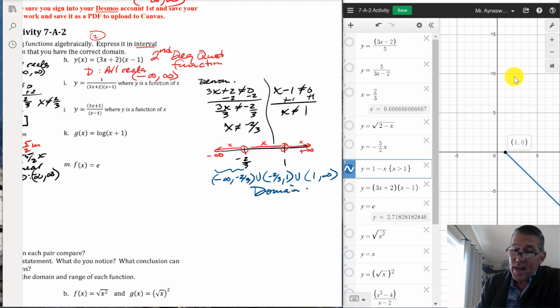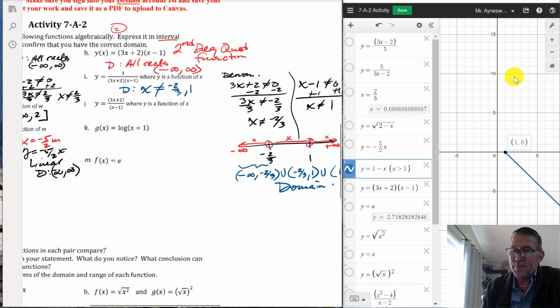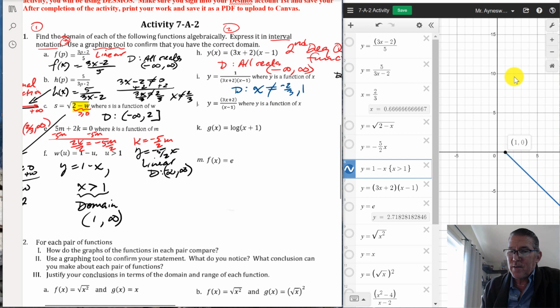The other way you can say that using inequalities is you just say x is not equal to negative 2/3 comma 1. So sometimes using inequalities, it's a lot easier to write. This inequality notation, all reals not equal to negative 2/3 and 1, is the same as interval notation, and it just gives you an example that, hey, sometimes it's easier to use inequalities versus interval notation, and vice versa. So it all depends on the function and what you're doing. Okay, let's get back to the next one here.